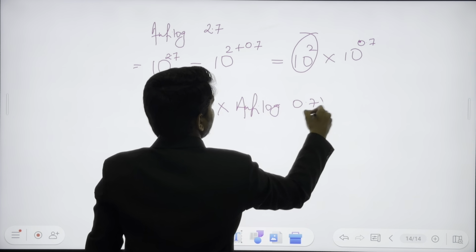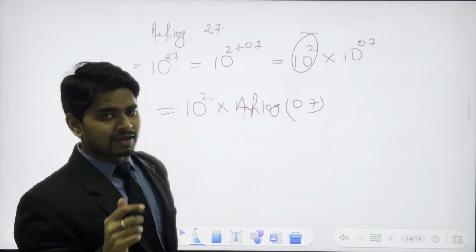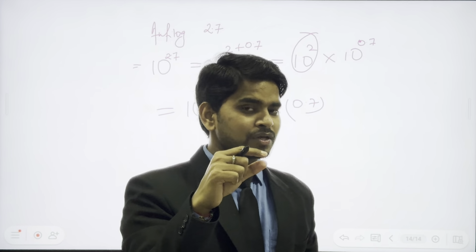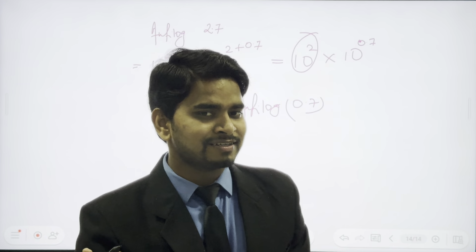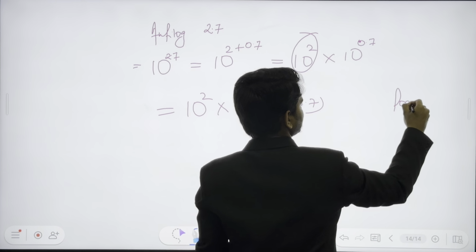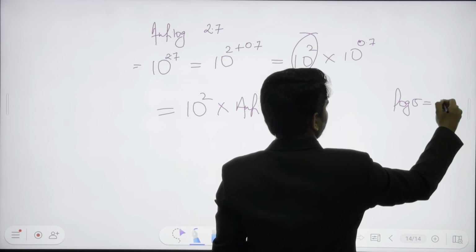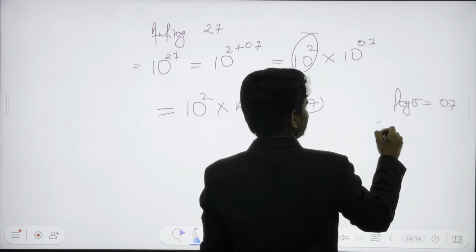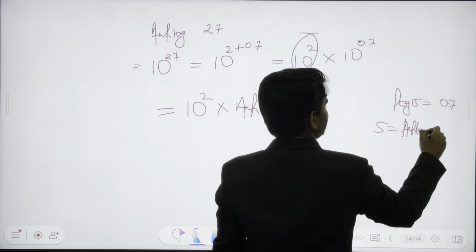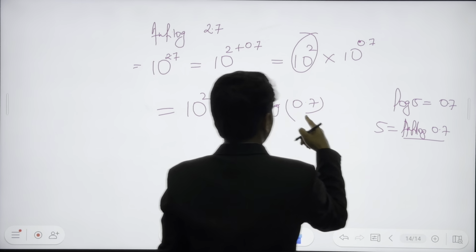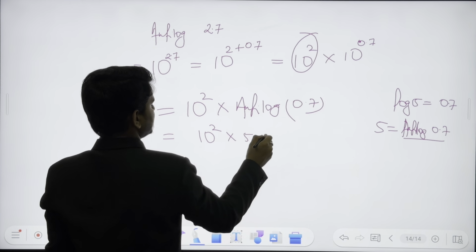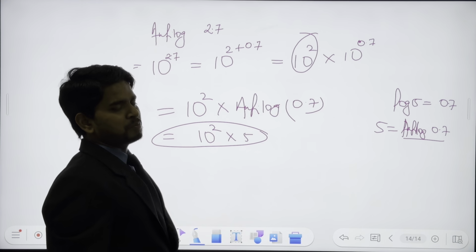Anti-log 0.7. And guys, if you remember, what digit was there whose log value was 0.7? It was log 5. Log 5 was 0.7. If log 5 was 0.7, can we say that 5 is equal to anti-log 0.7? So anti-log 0.7 is being asked, and that's why we can say that it is nothing but 10 to the power 2 into 5. So that's the value of anti-log 2.7.